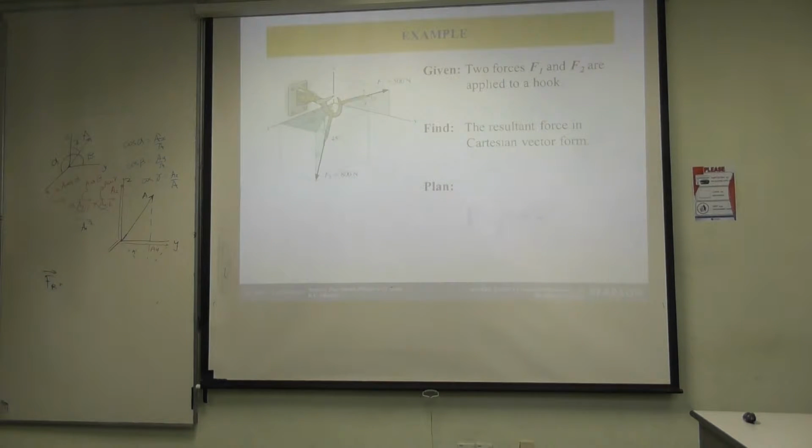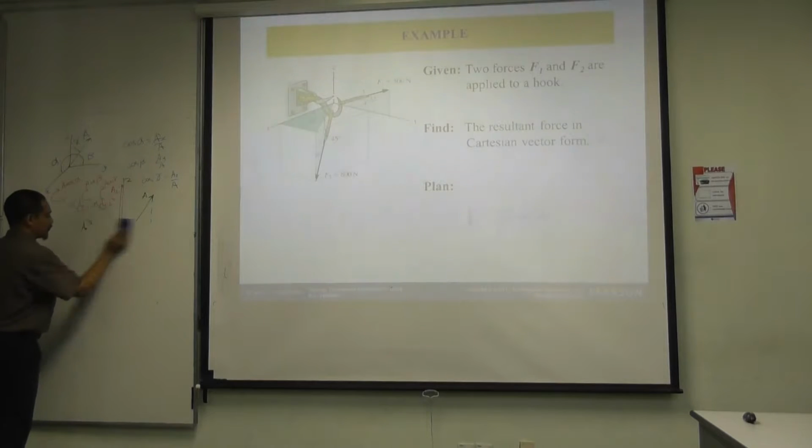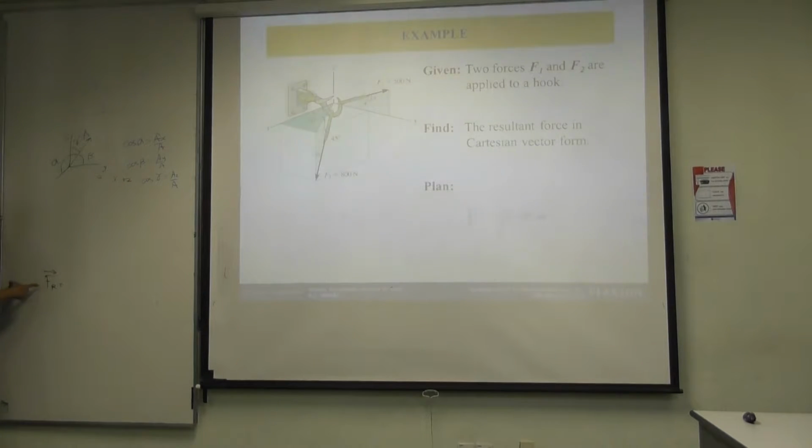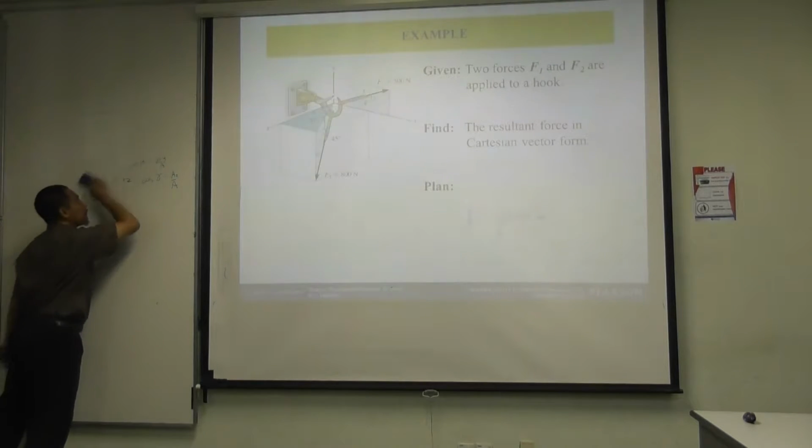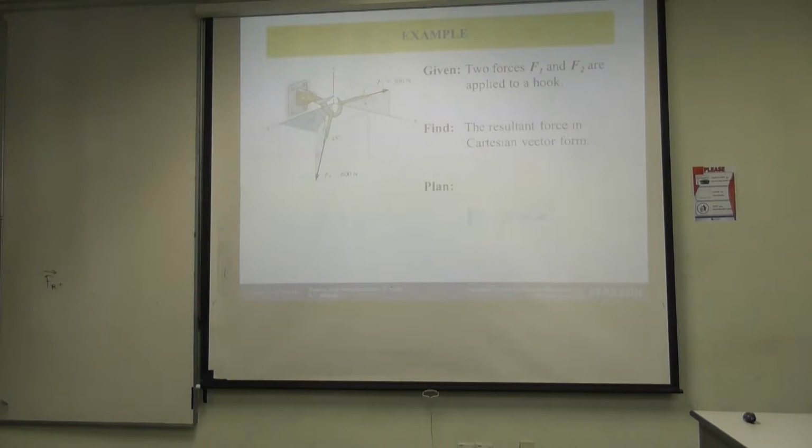Okay, if you understand that, next is plan, right? So how do you get that? How will you determine this one? Basically, if you can get F1 in vector form and F2 in vector form, you can just add the x component, add the y component, and add the z component, right? So the first task is how to get F1 and F2 in vector form. Do you have any problem there? Okay, for F1, what is the x component?